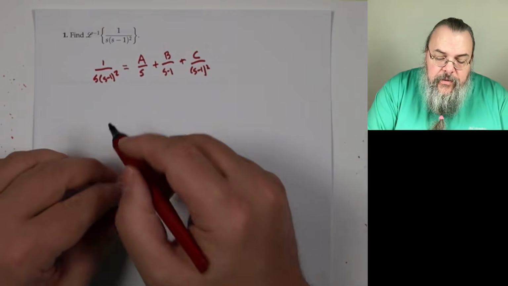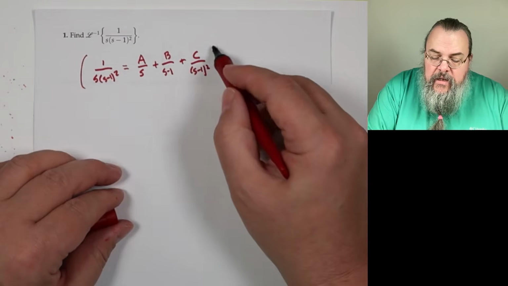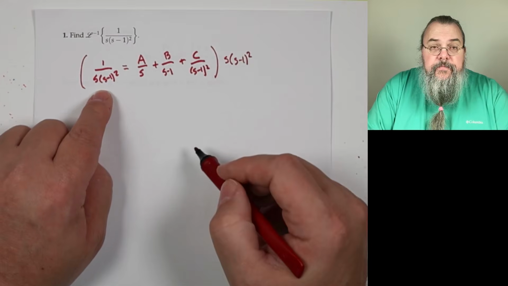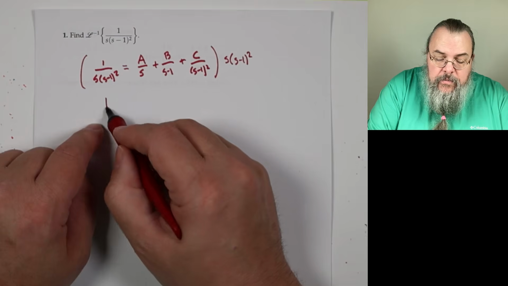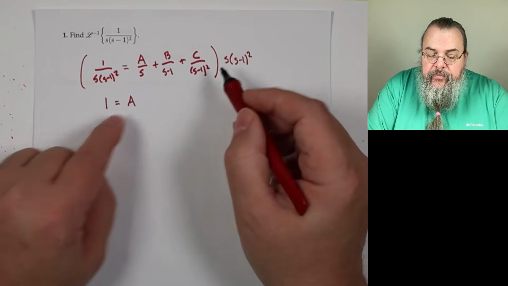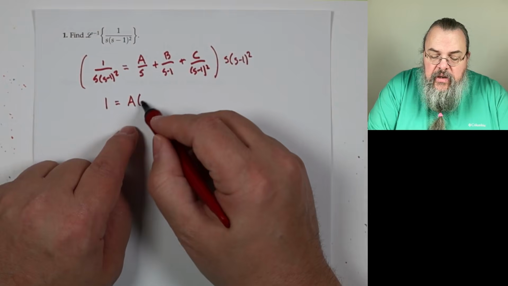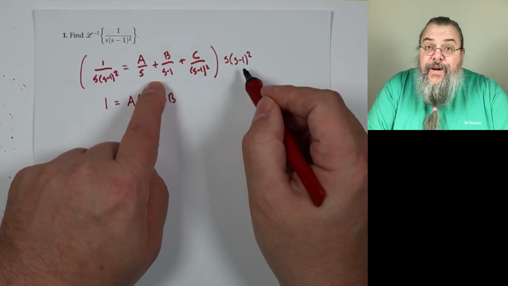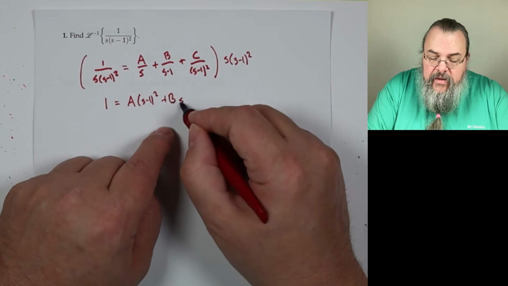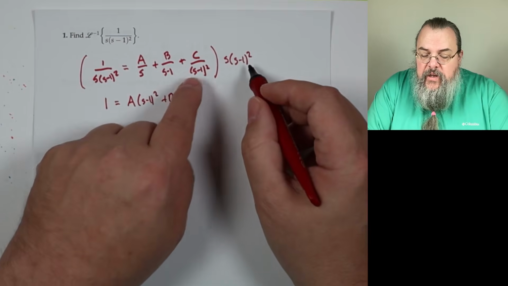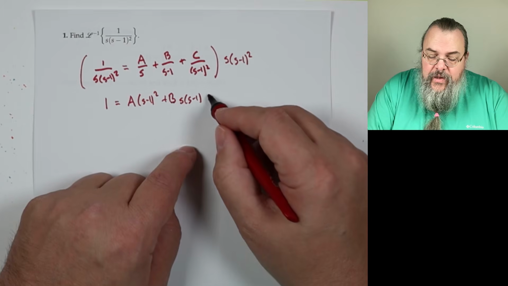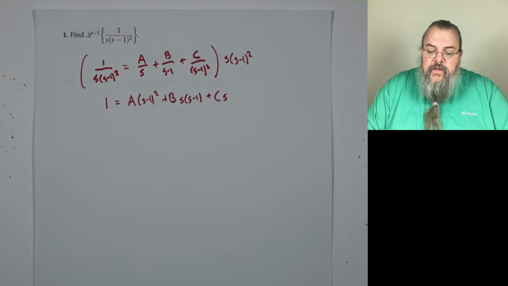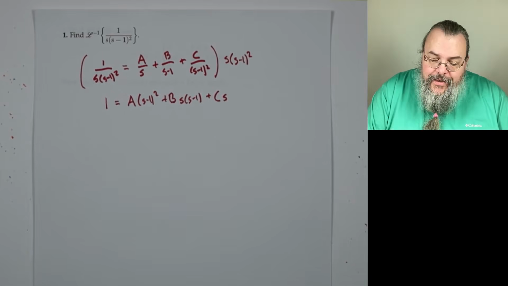Well, we clear off our denominators. And so for that, multiply everything by the original denominator, s times s minus 1 squared. And what do we get? We get that 1 is equal to a, here the s's cancel, s minus 1 squared, plus b, here the s minus 1's cancel, and so we have s times s minus 1. And here the s minus 1 squareds cancel. So we get c times s.